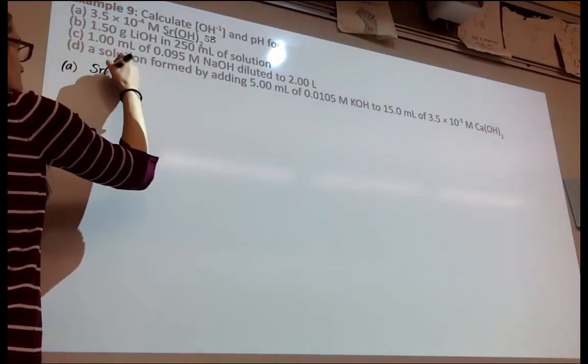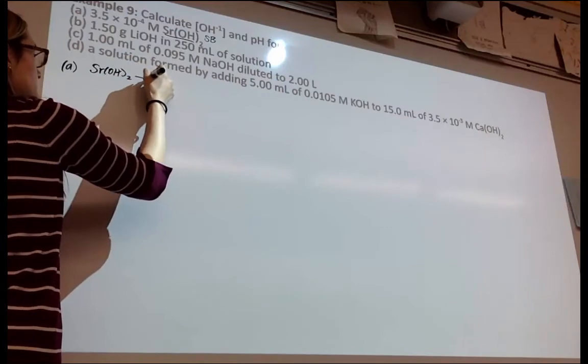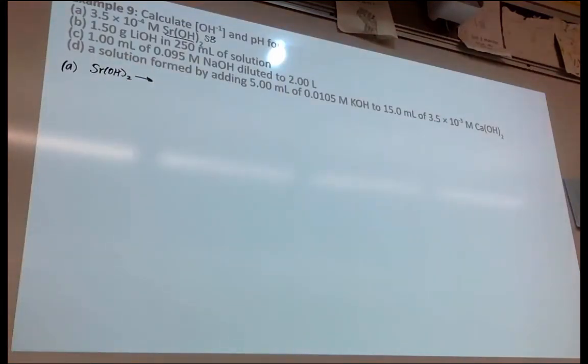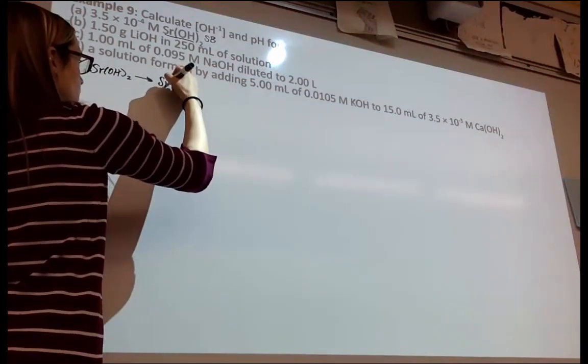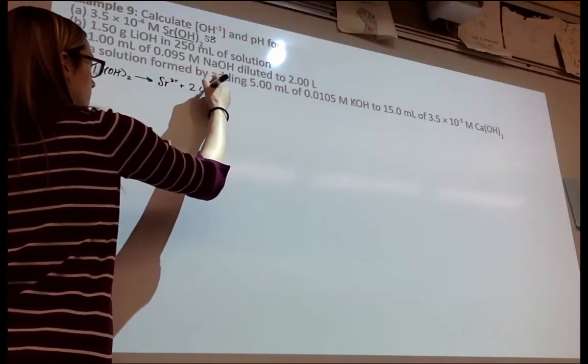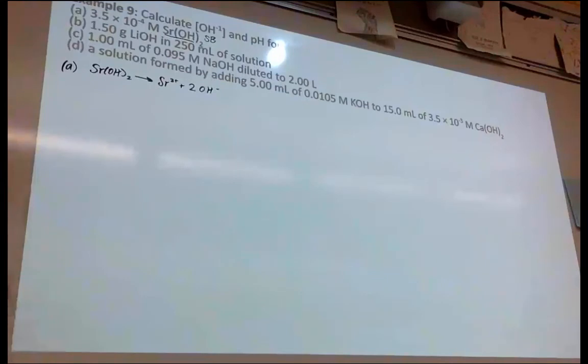Because it's a strong base, people miss this question all the time, which is why I put it as an example. When strontium hydroxide is put into water, it dissociates into its ions, but notice the ions that it dissociates into. A strong acid was 1-to-1. Not all bases are 1-to-1. Half of your strong bases have 2 hydroxides.